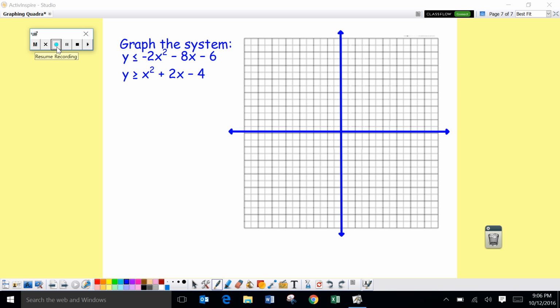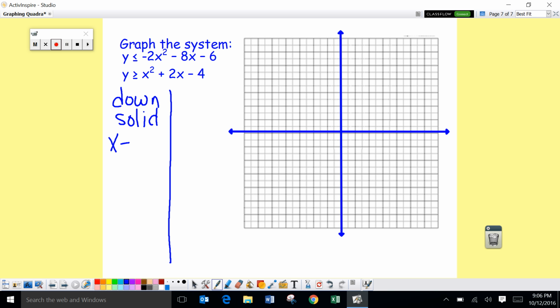Let's take a look at one more example. So we have one more system. I'm going to draw my line down the center. If I take a look at my top inequality, notice that it's negative, so it's going to open down. It has an equal sign, so it's going to be solid.